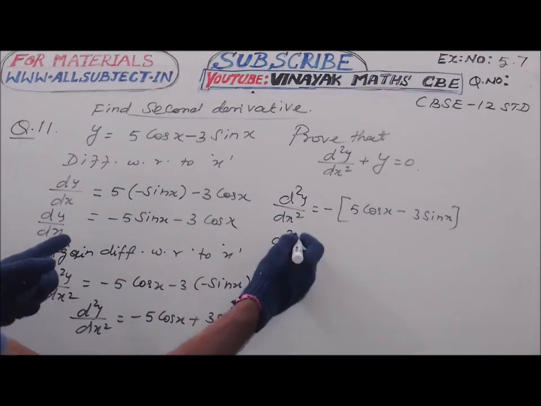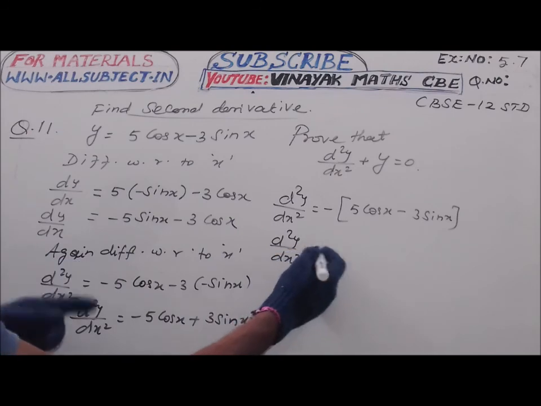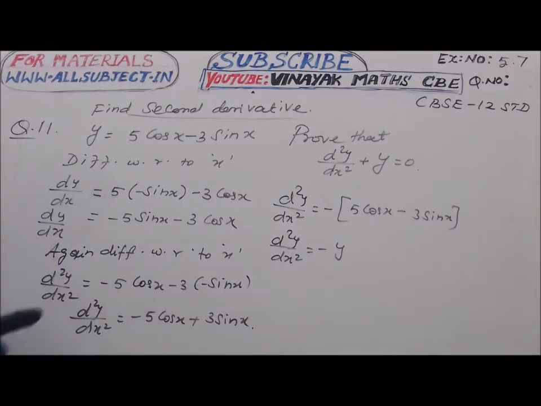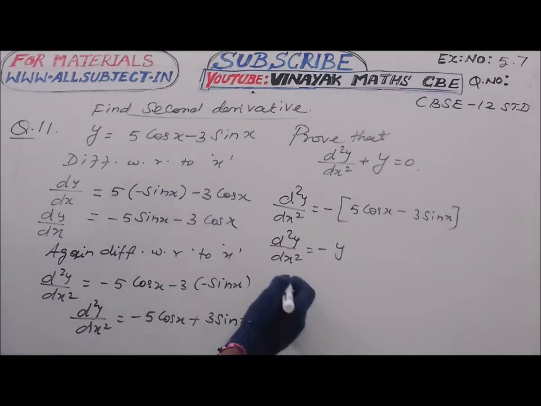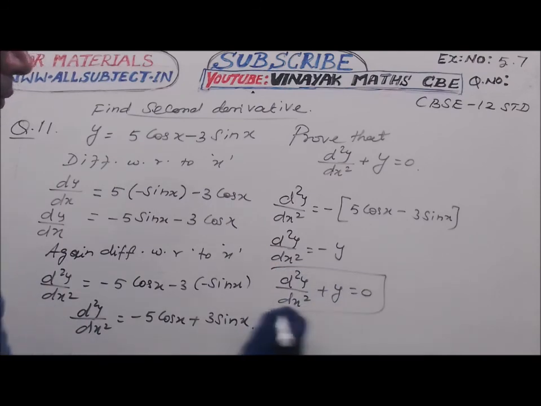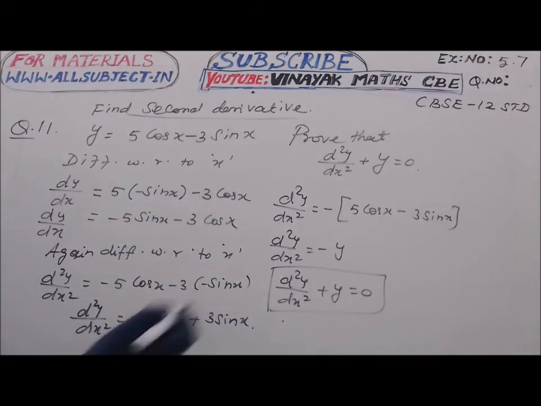Substituting here, d square y by dx square equal to minus y, because what is inside is y as given in the problem. Now bringing it to the left side, d square y by dx square plus y equal to 0. Thus we have proved it, d square y by dx square plus y equal to 0.